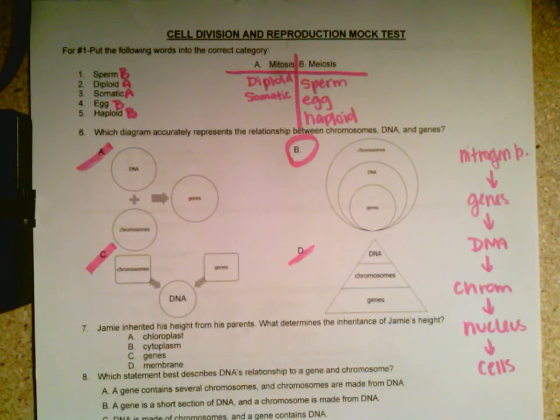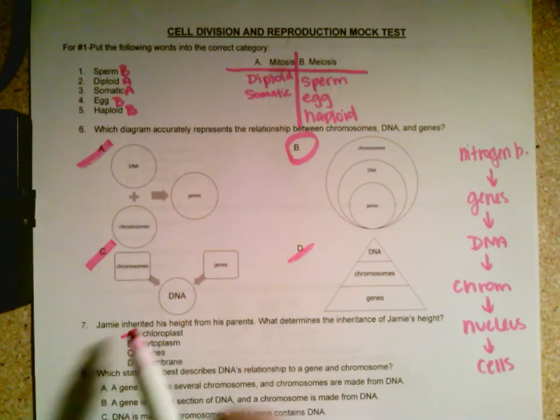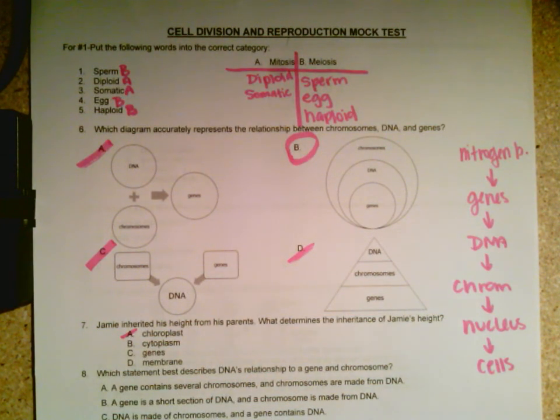Number 7, Jamie inherited his height from his parents. What determines the inheritance of Jamie's height? Chloroplasts are structures in a plant cell that make it green and allow for photosynthesis to happen, so we know it can't be that. Cytoplasm is that jelly-like substance in all cells that holds the organelles. Genes are those sections of DNA that control or have the information for our traits. And a membrane is just the outside wall or the outside film for cells and nucleus.